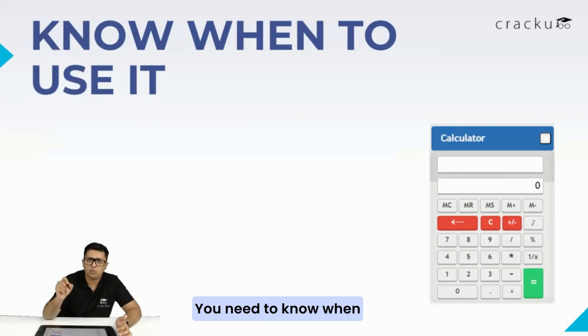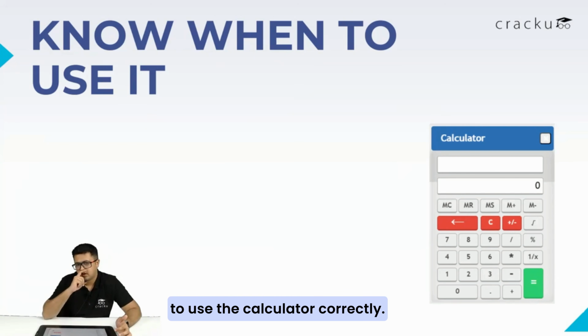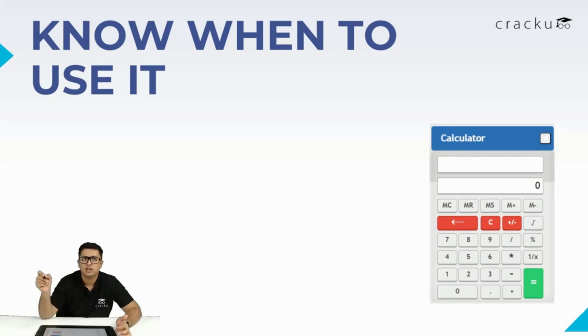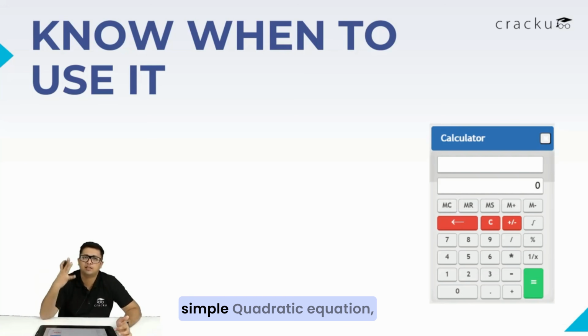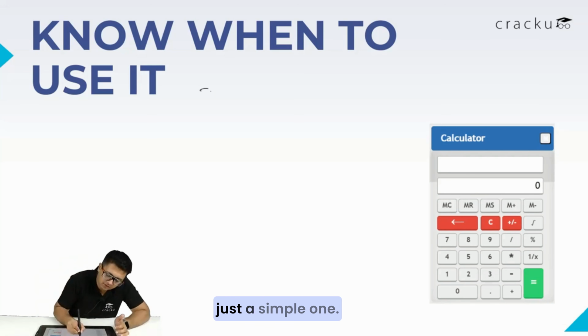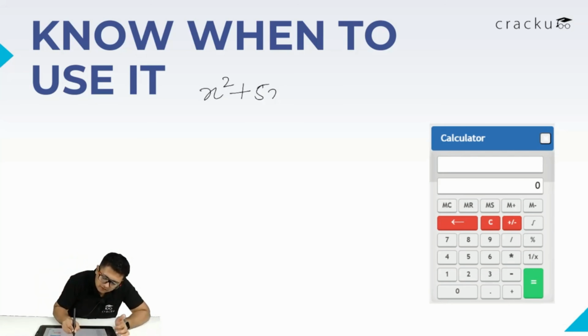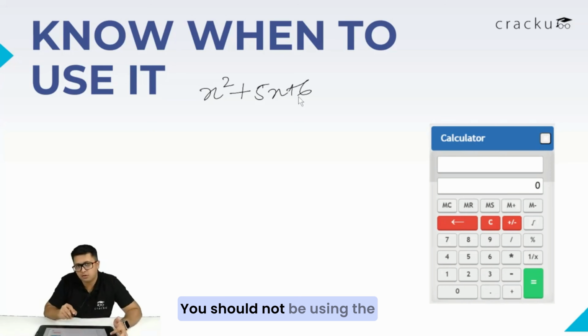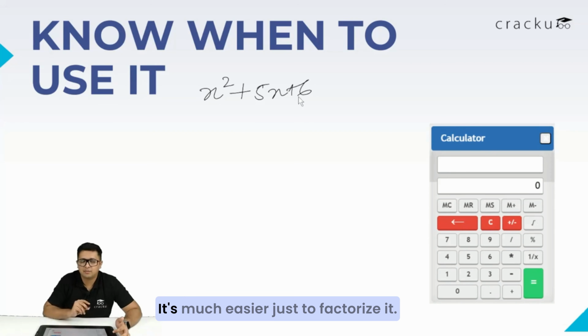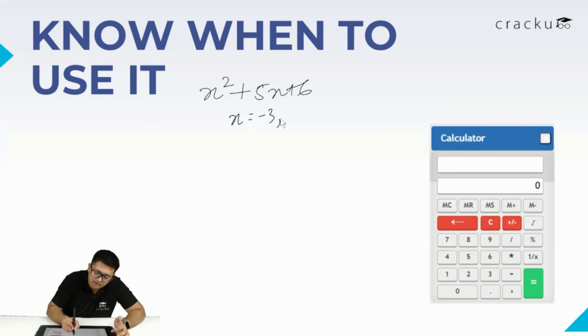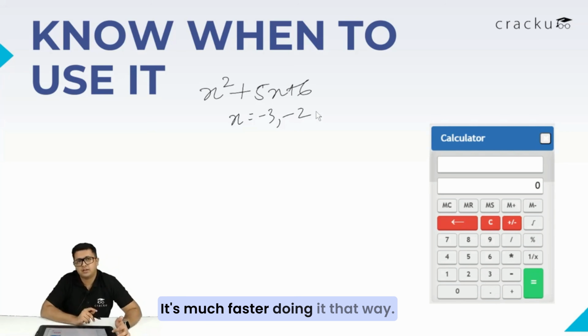You need to know when to use the calculator correctly, right? So there are going to be questions where you should be doing the calculations with hand on paper, right? Just for example, let's say there is a simple quadratic equation, right? Just a simple one. You should not be using the calculator and putting the quadratic formula for this, right? It's much easier just to factorize it by this thing, right? You get x is equal to minus 3 and minus 2. It's much faster doing it that way, right?